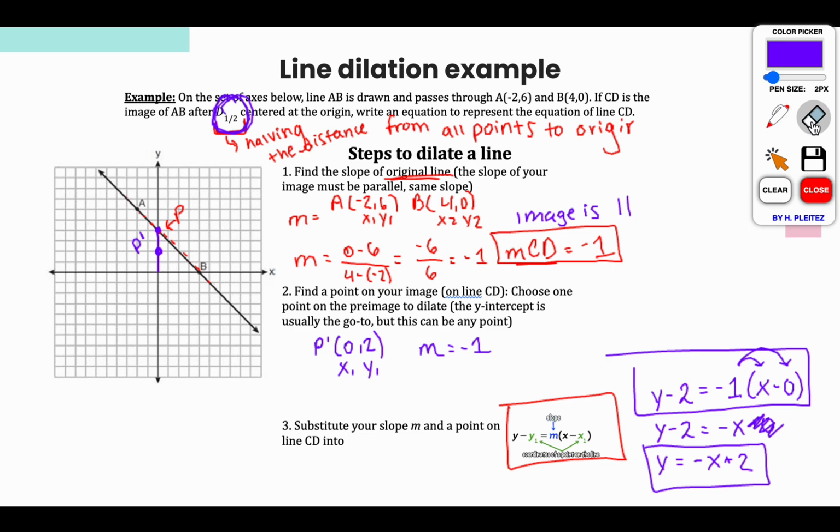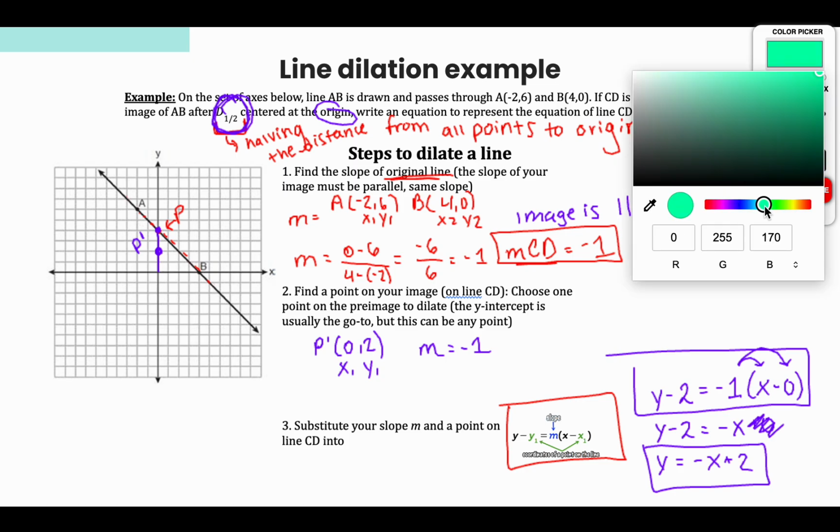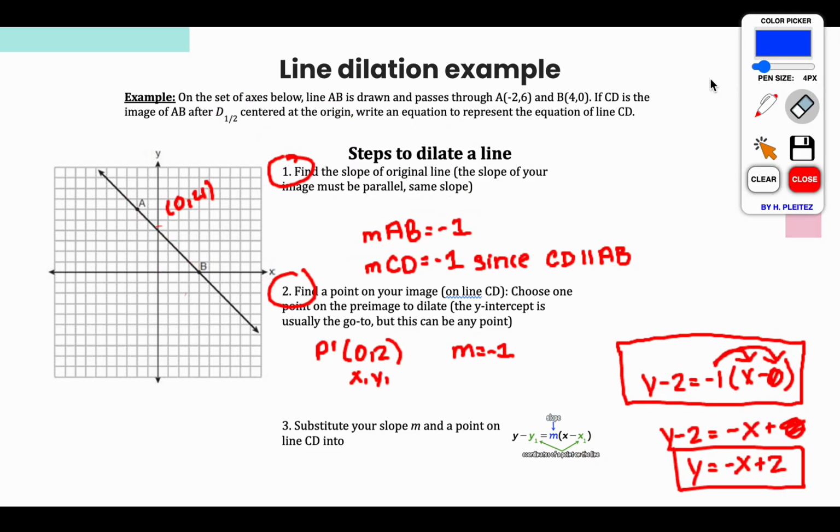Now, if your center of dilation was different, right? In this case, we were dealing with the origin. If our center of dilation was different, let's say our center of dilation was this point here of 2, -2. If this was now our center, now we have to base our distances from this point.